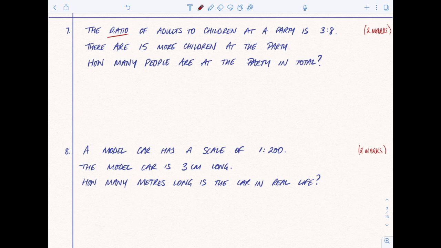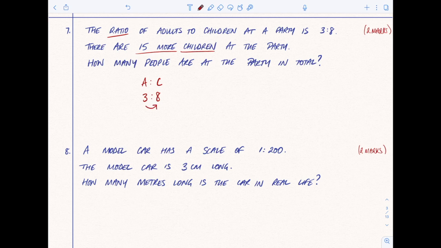So it says the ratio of adults to children. So the first thing I'm going to do is write adults to children, and I'm going to write 3 to 8. At a party is 3 to 8. So I've got that, I've written it down, I've organised it. Now you can see here this says there are 15 more children. So this is a ratio question where there is a "more than" involved.